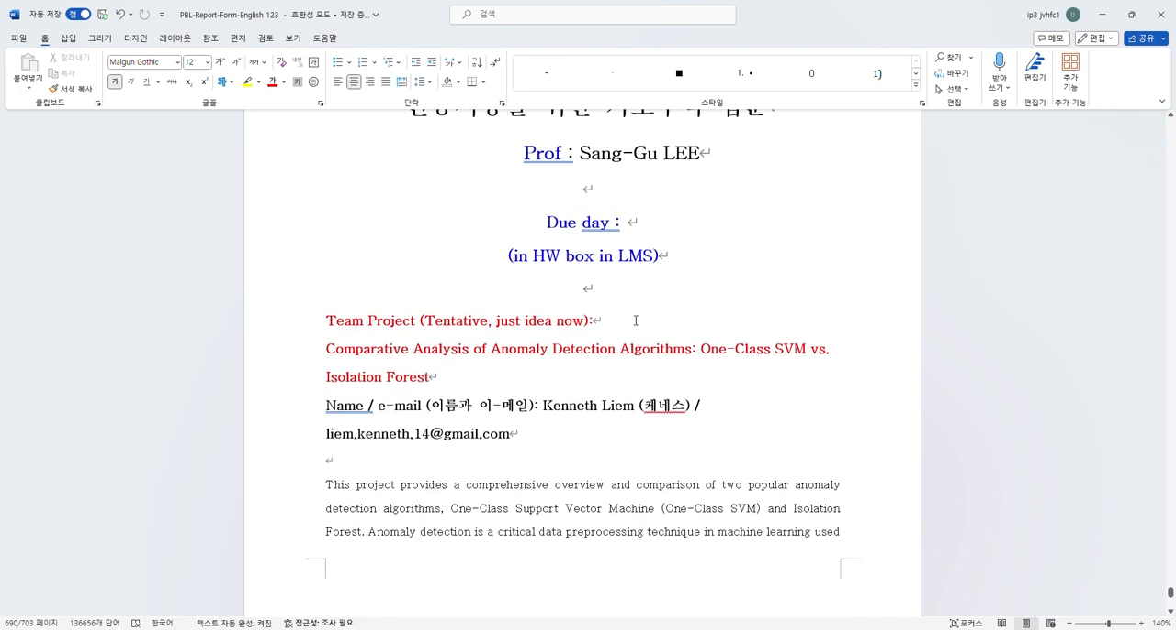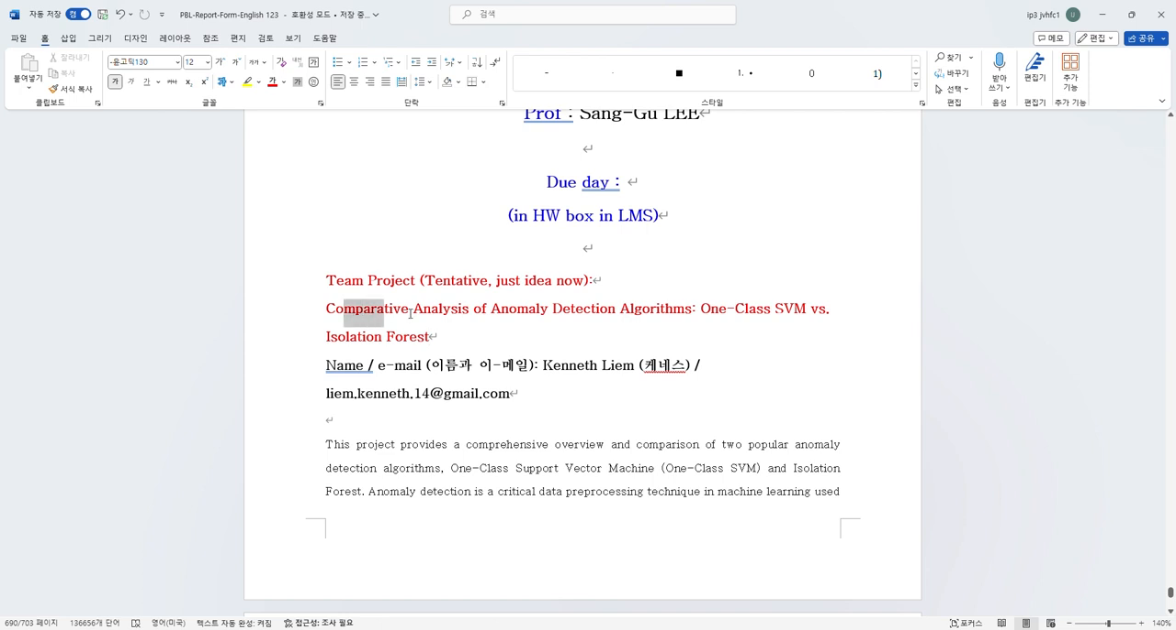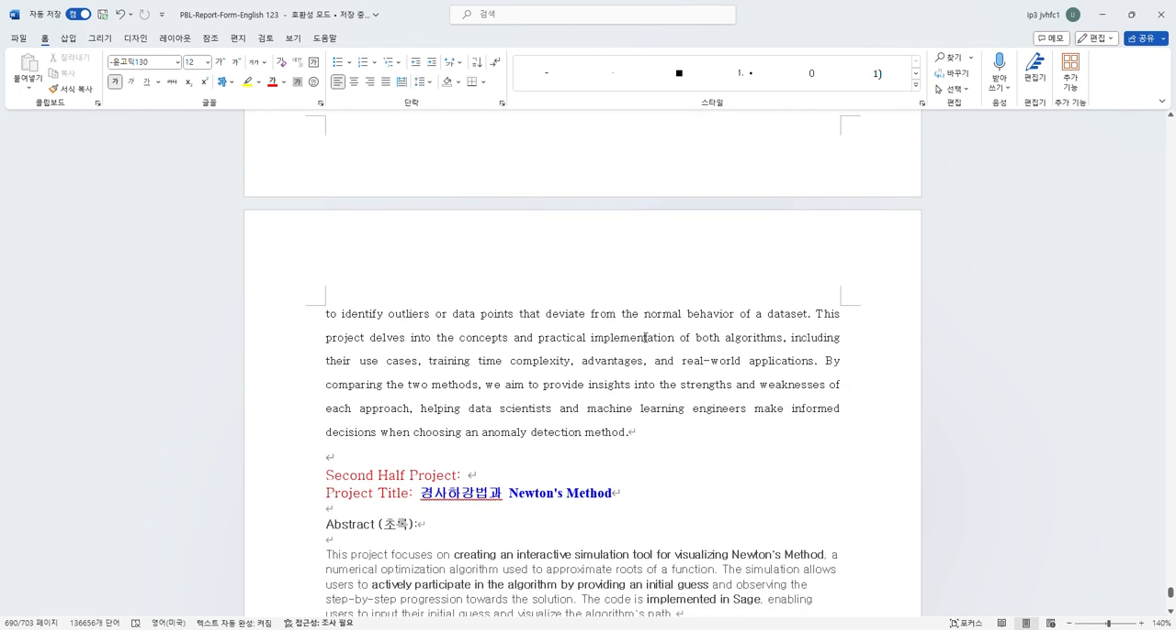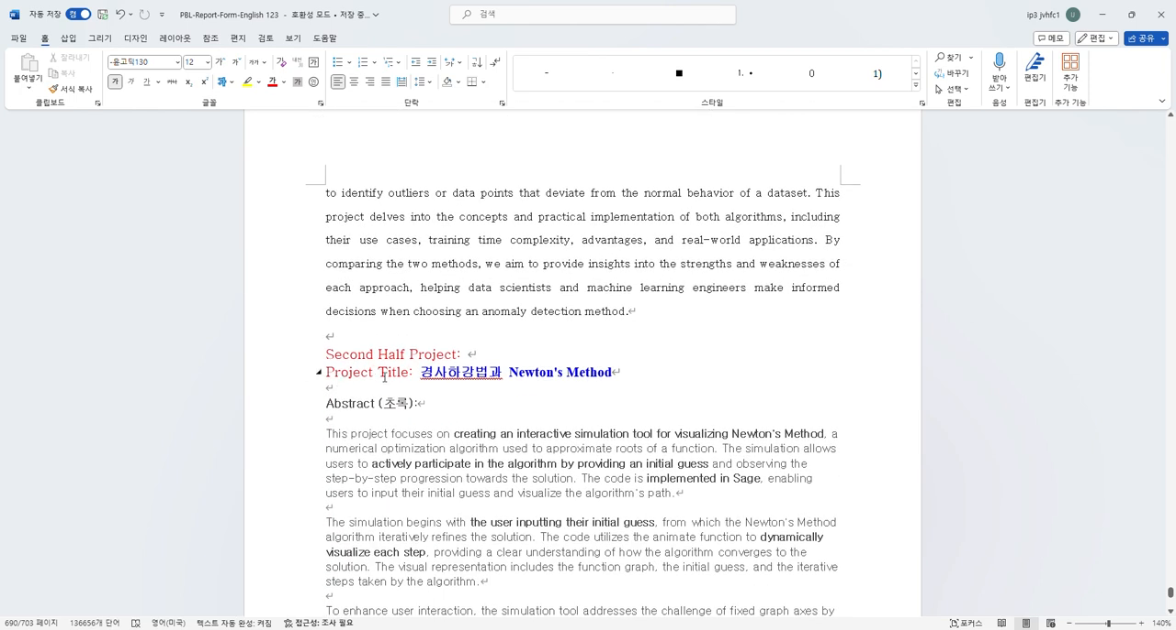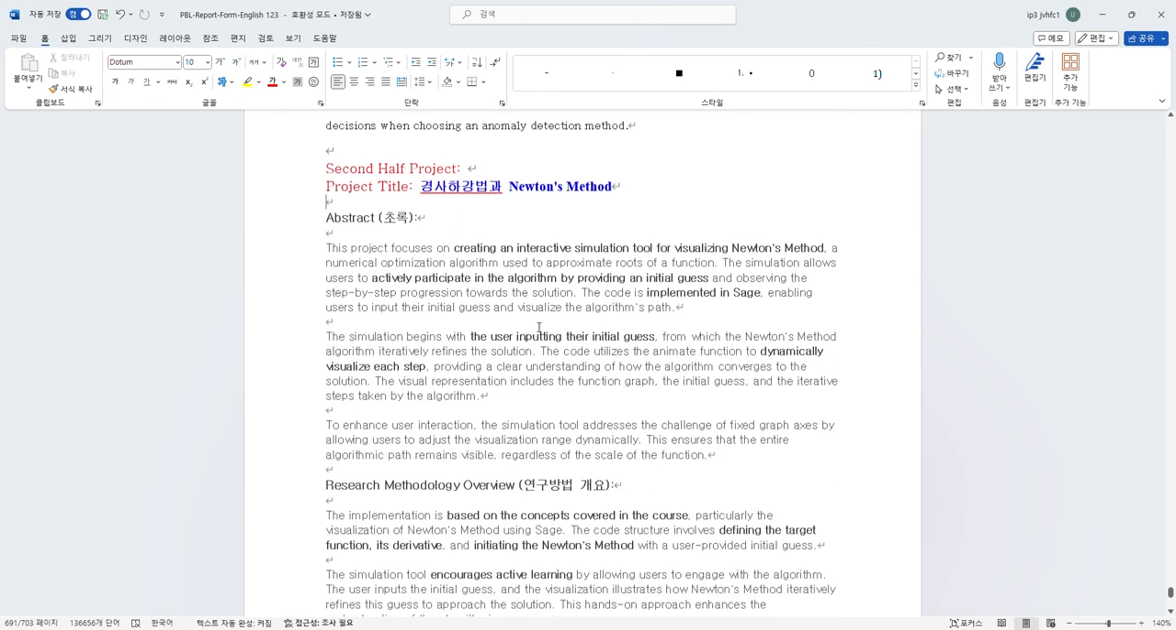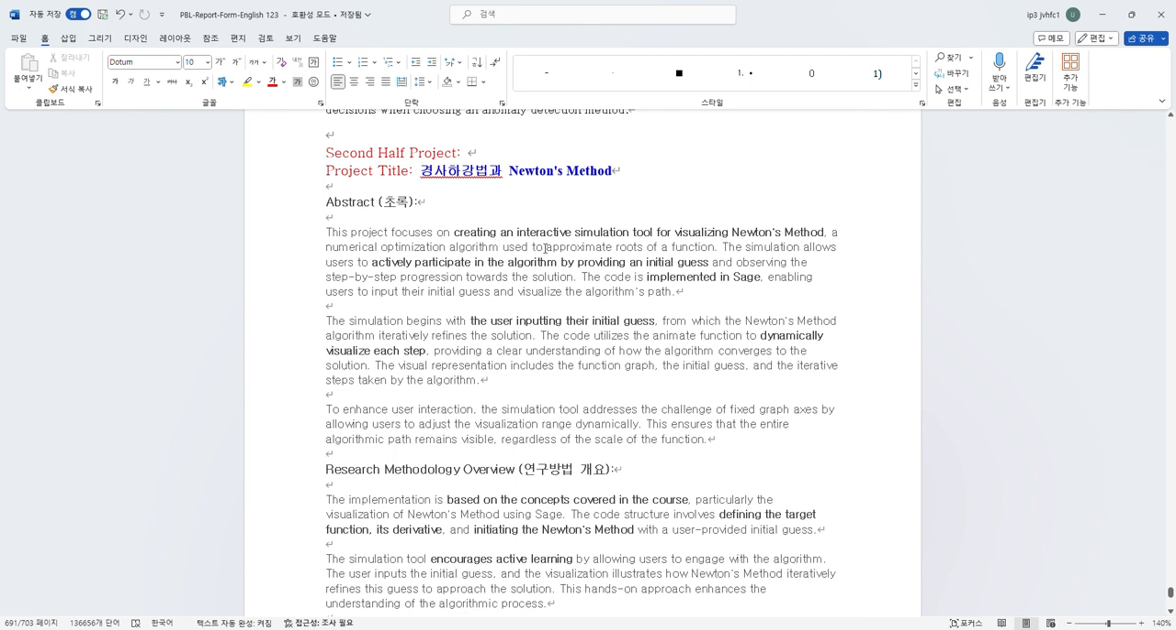during the first half of the semester, I applied for this project, which is a comparative analysis of anomaly detection algorithm, one class SVM versus isolation forest. However, during the second half of the semester, I proposed a project title of Gyeongsa Hagangbobgwa Newton's Method. So this project focuses on creating an interactive simulation tool for visualizing Newton's method, which allows the user to actively participate in the algorithm by providing an initial guess, and also the code is implemented in Sage.